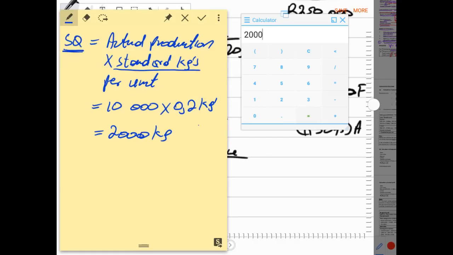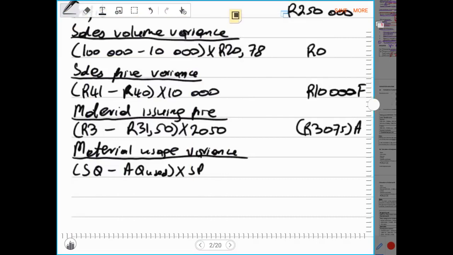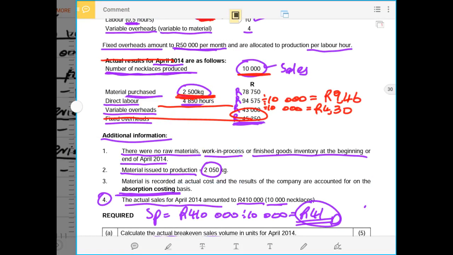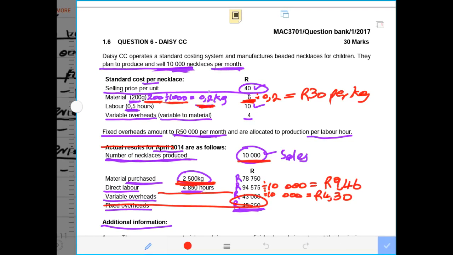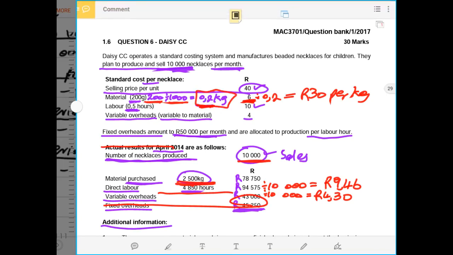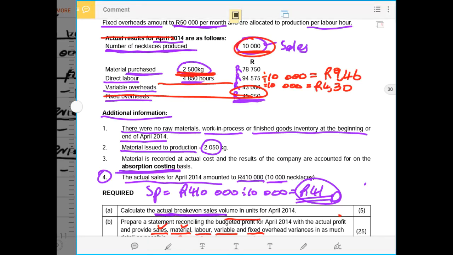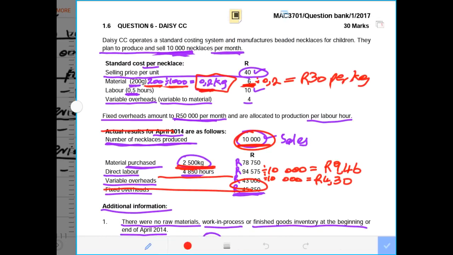So now, standard quantities, let me just explain. What does standard quantity mean? Remember, we anticipated that it will take 0.2 kgs to complete one unit. And now if we completed and manufactured the 10,000 units, how many kgs were supposed to be used if on standard we said that it should take 0.2 kgs? So we want to know how many kgs were supposed to be used to manufacture the 10,000 units if on standard it takes 0.2 kgs to complete one unit.